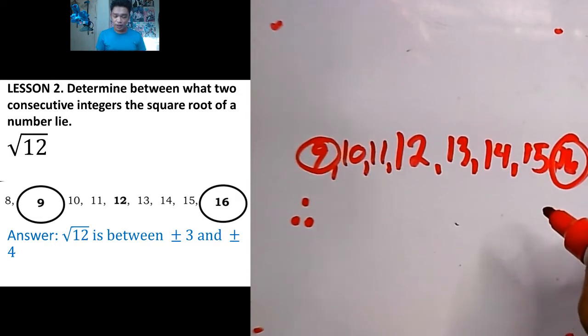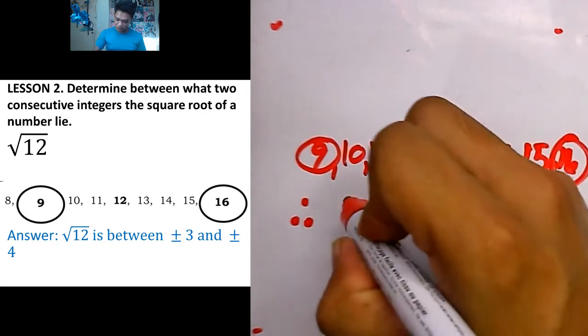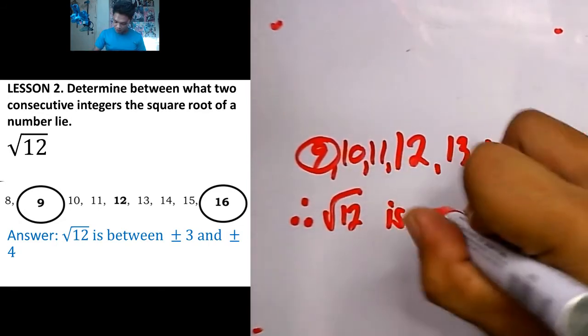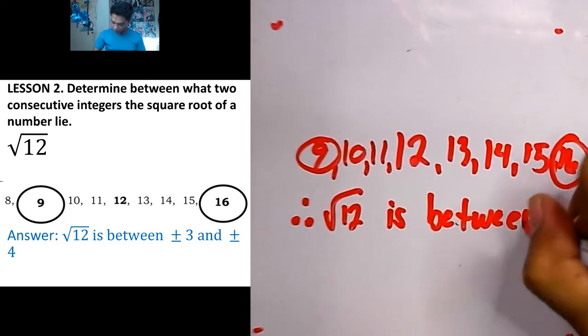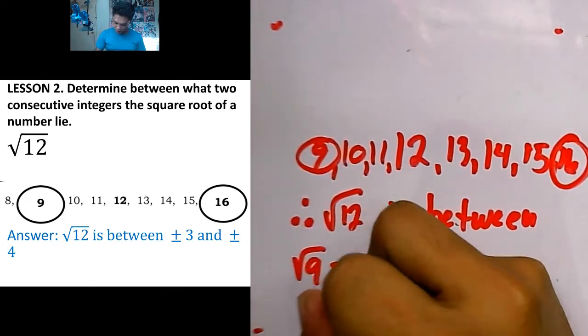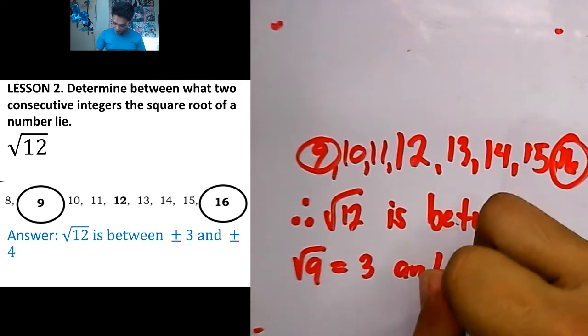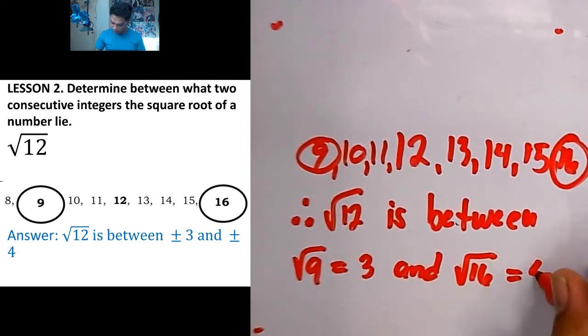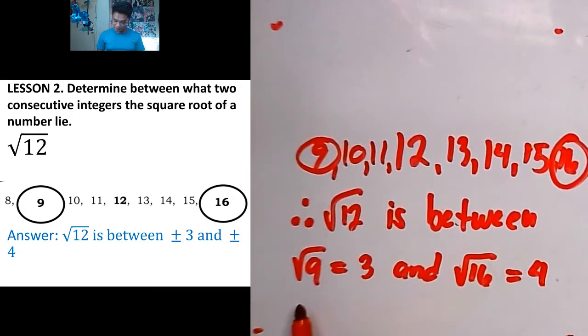So our answer would be, therefore, allow me to use these three dots to say that the square root of 12 is between the square root of 9, which is equal to 3, and the square root of 16, which is equal to 4. Going back to our previous lesson, how do we identify the square root of 9? The square root of 9 is just 3, the square root of 3 squared, or 3 times 3 is 9. And 16 is 4 times 4. That is how to answer the square root of 12.